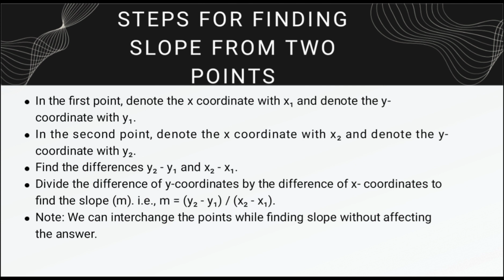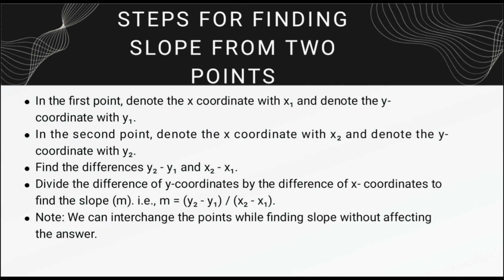And the steps for finding the slope of the line given 2 points are the following. In the first point, denote the x-coordinate with x sub 1 and denote the y-coordinate with y sub 1. In the second point, denote the x-coordinate with x sub 2 and denote the y-coordinate with y sub 2.